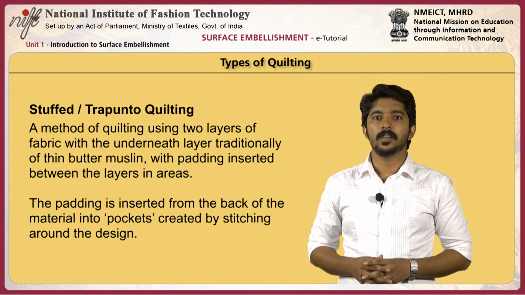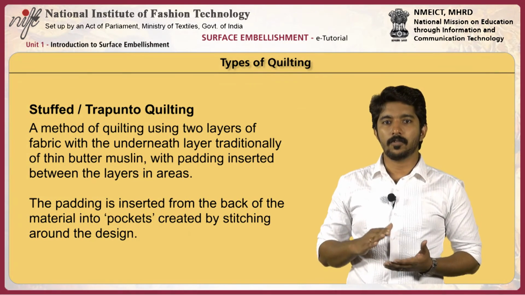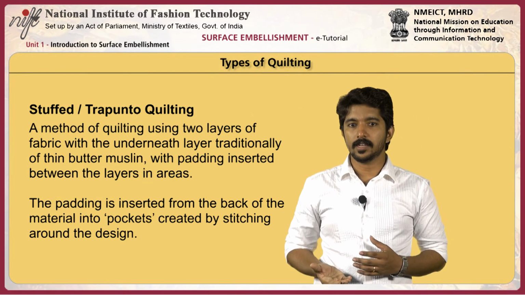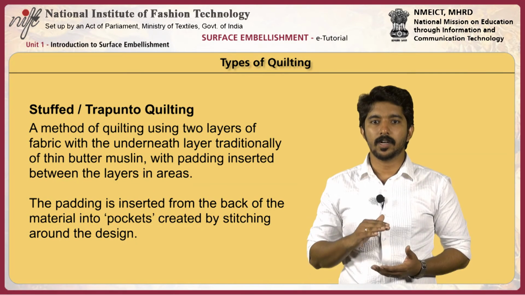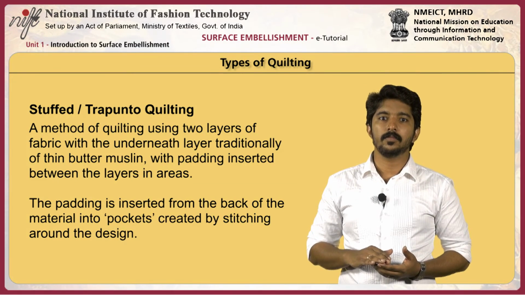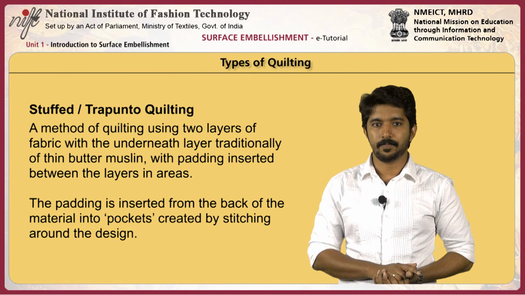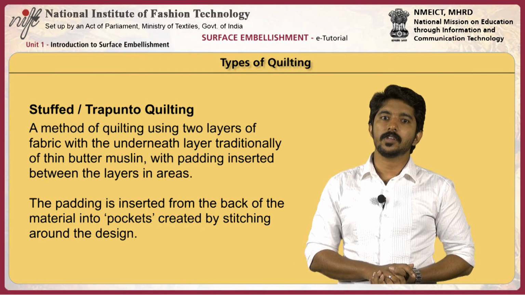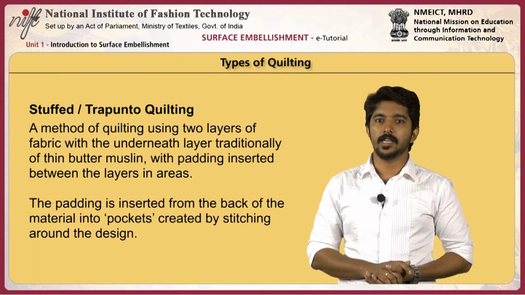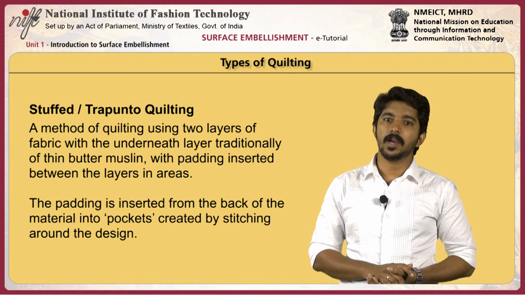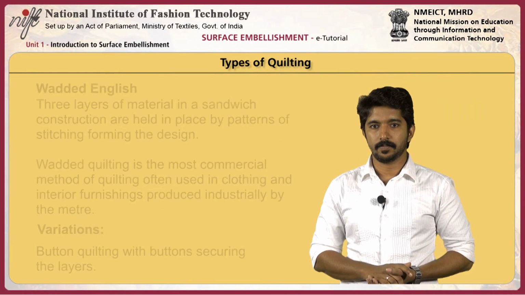The stuffed or trapunto technique. This quilting technique uses two layers of fabric with the underneath layer, traditionally of thin butter muslin, with padding inserted between the layers in areas. The padding is inserted from the back of the material into pockets created by stitching around the design.